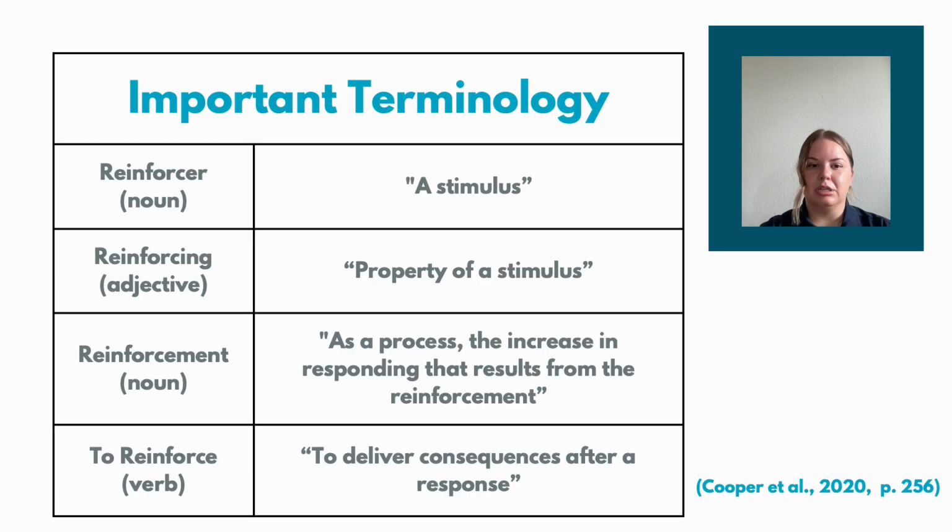Let's review some important terminology. So first, we have reinforcer, and that is a noun, and it's going to refer to a stimulus. Then we have reinforcing, and that's going to be an adjective, and that's going to describe the property of a stimulus. So a stimulus can be reinforcing. Then we have reinforcement. That's going to refer to the process that we've been talking about, where a consequence increases the future responding of a behavior. That's reinforcement, and it's a noun. Then we have to reinforce, which is a verb, and that is to deliver a consequence after a response.